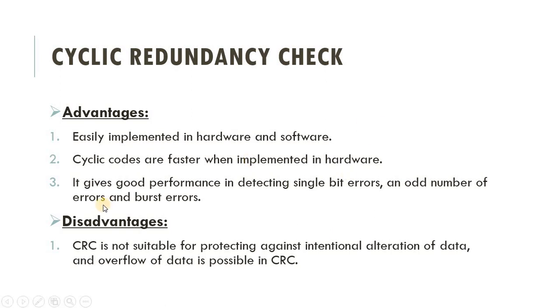It is an easily implemented method in any hardware and software. Cyclic codes are faster when implemented in hardware, and it gives good performance in detecting single bit errors, odd numbers of errors, and burst errors. Some disadvantages are that CRC is not suitable for protecting against intentional alterations of data, and an overflow of data is possible in CRC. So suppose we want to update the data intentionally, then it is not suitable. So that is the disadvantage.